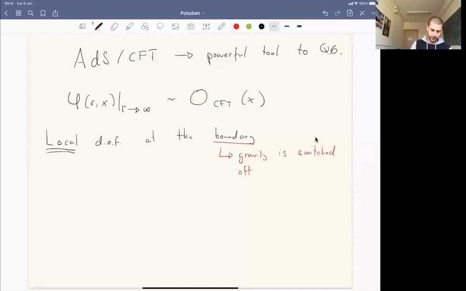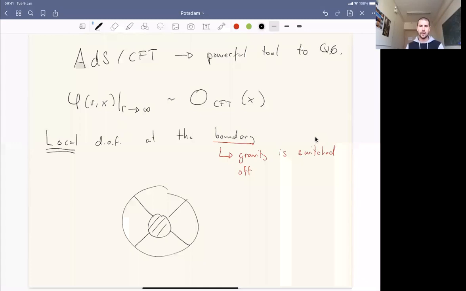In particular, you can study correlation functions, which are like the AdS version of scattering amplitudes. Your operator insertions are defined here. And again, at the place where the operators are inserted, gravity is switched off, so we know how to make sense of this. You can also study more fancy things like entanglement entropy. But all of these things are defined in the local quantum field theory, which is the boundary CFT, and we know how to make sense of things. So this is extremely convenient.